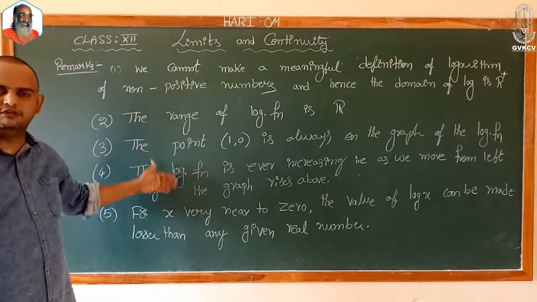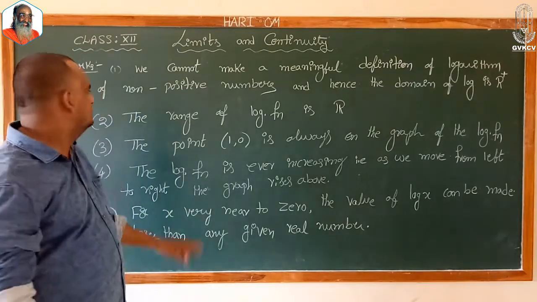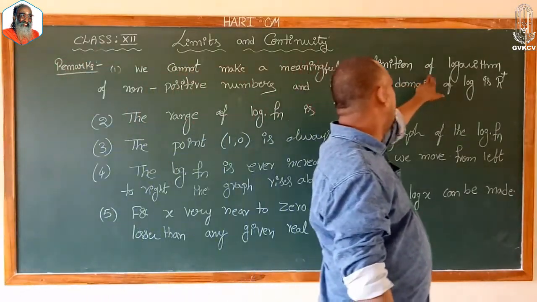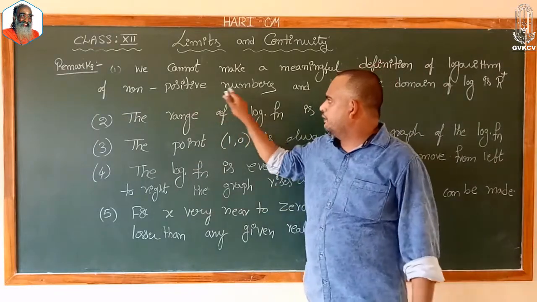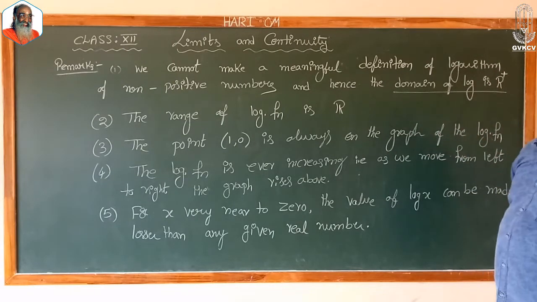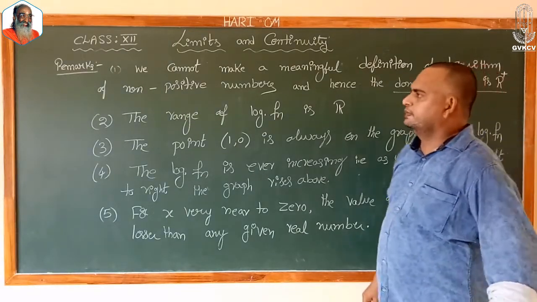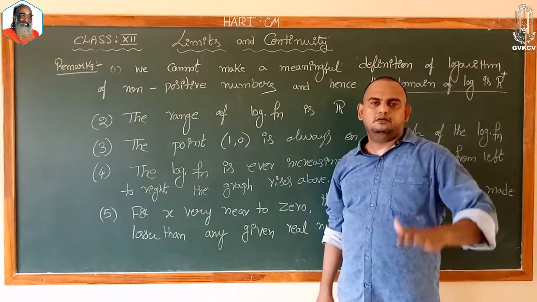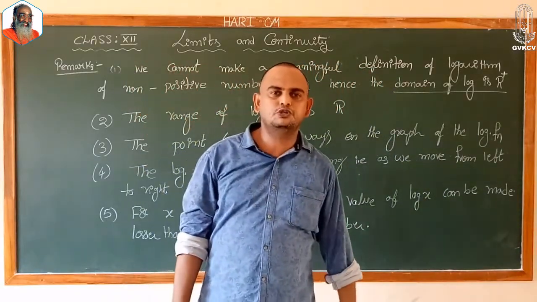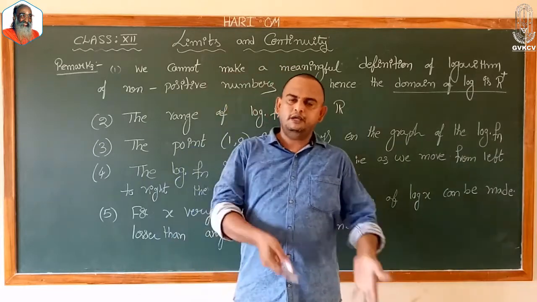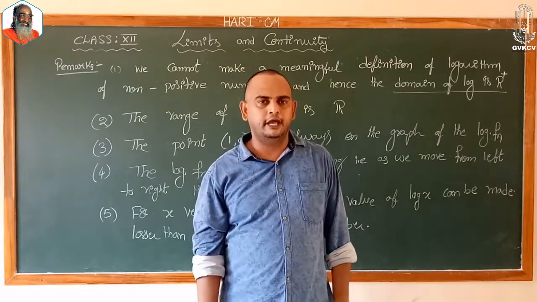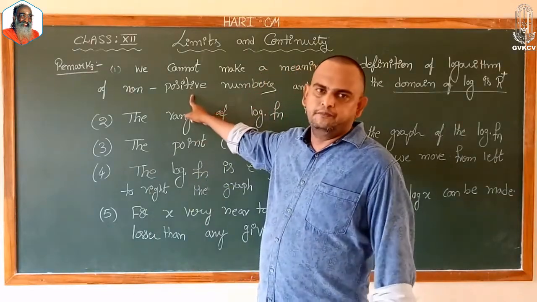Here we have a few observations related to logarithmic functions. The first one, as we know that we cannot make a meaningful definition of logarithm of non-positive numbers, and hence the domain of log function is positive real numbers. As I told you, logarithmic function does not exist for negative real numbers. It exists only for positive real numbers, because the domain of logarithmic function itself is positive real numbers, so there is no question of negative real numbers. That is the first point.